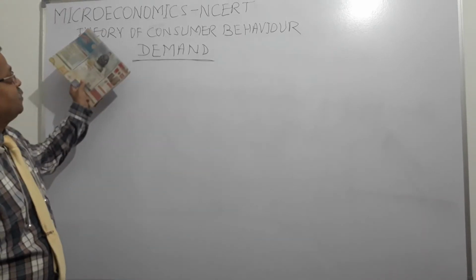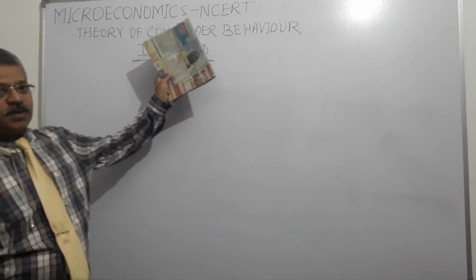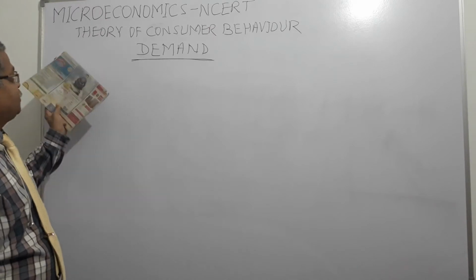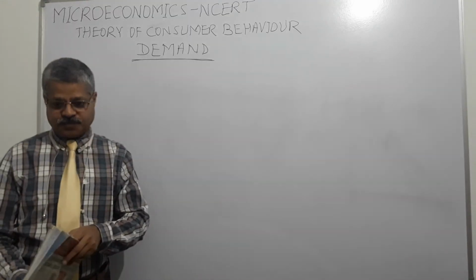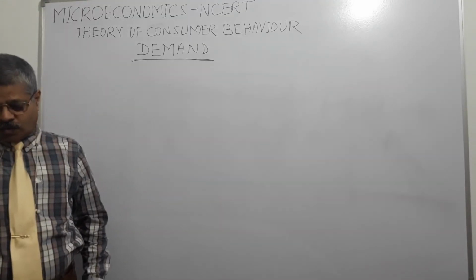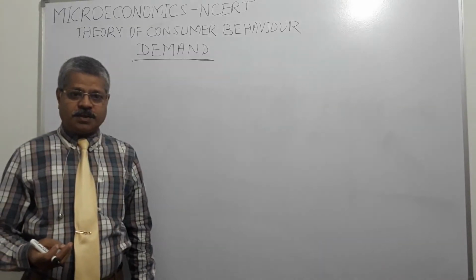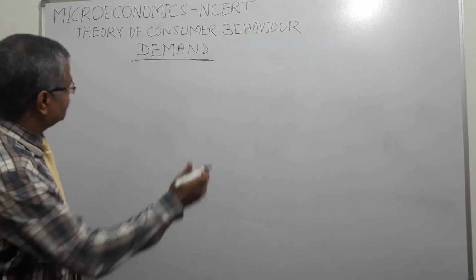Today we will study microeconomics. Our book is NCERT. The chapter is Theory of Consumer Behavior and the section is Demand. Right? So, how does demand get determined?